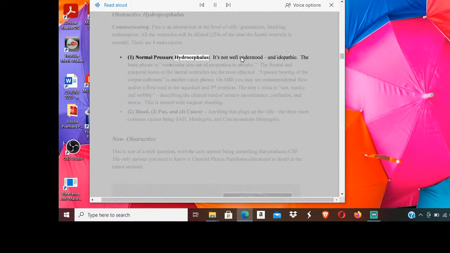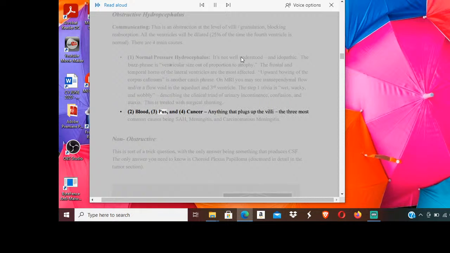1. Normal pressure hydrocephalus, it's not well understood, and idiopathic. The buzz phrase is ventricular size out of proportion to atrophy. The frontal and temporal horns of the lateral ventricles are the most affected. Upward bowing of the corpus callosum is another catchphrase. On MRI you may see transependymal flow and/or a flow void in the aqueduct and fourth ventricle. The Step 1 trivia is wet, wacky, and wobbly, describing the clinical triad of urinary incontinence, confusion, and ataxia. This is treated with surgical shunting.